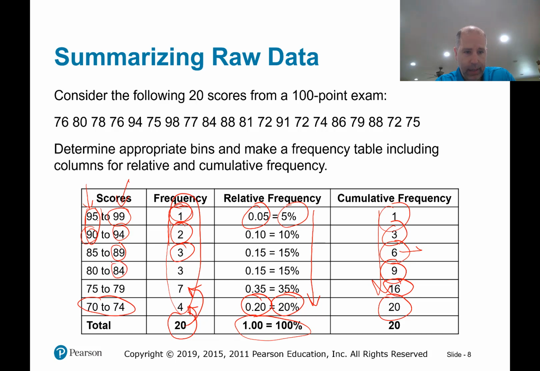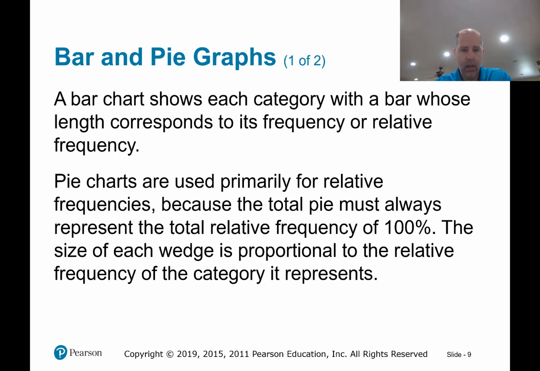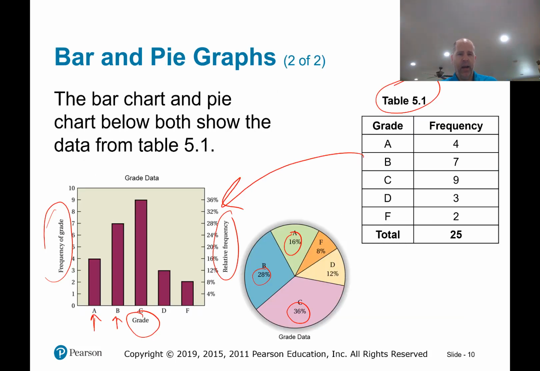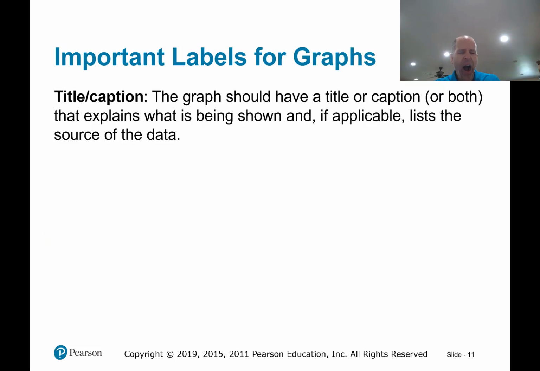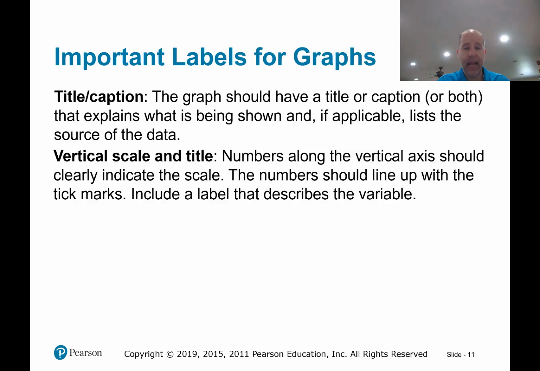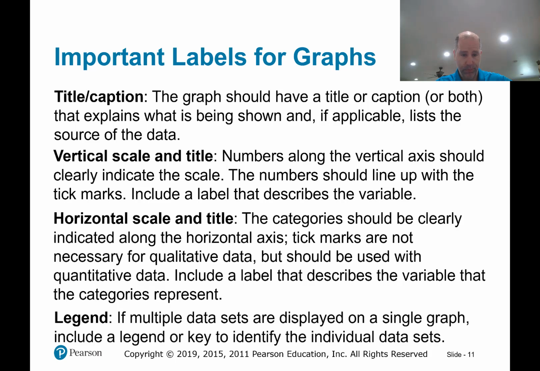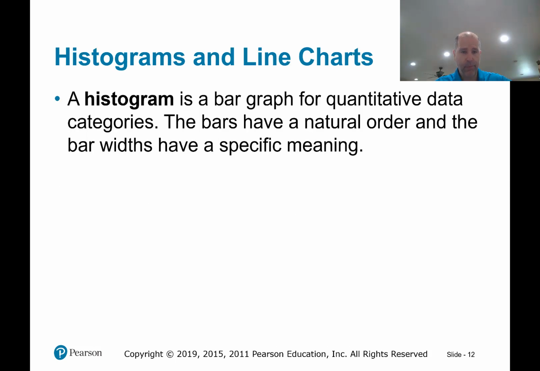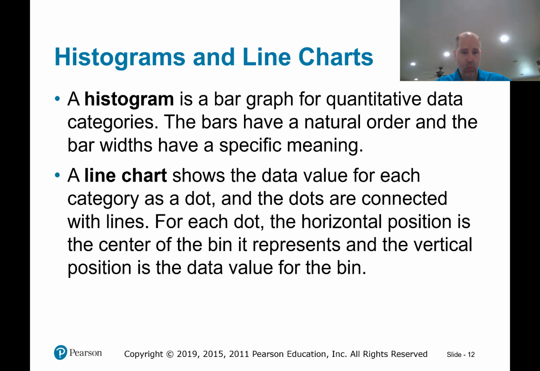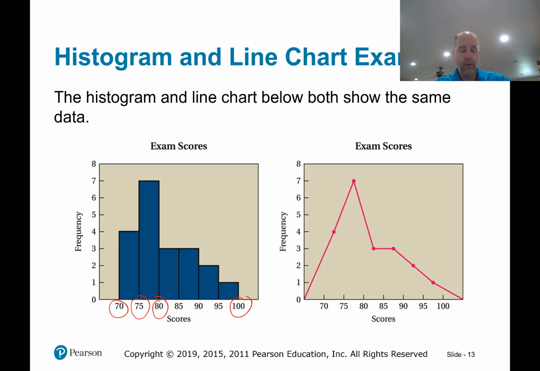So 84 to 85, there's a gap of 1 in between. Now, if all of the exam scores are whole numbers, which they were, there's no issue. But what if you have half points? We've got to decide where those values are going to go. Just something to think about.